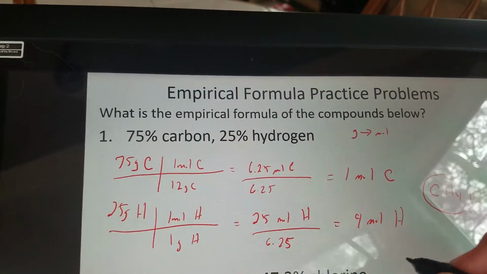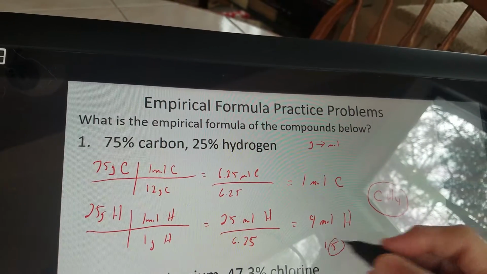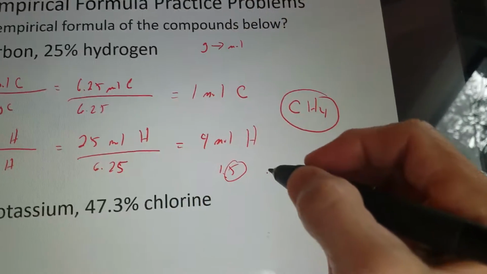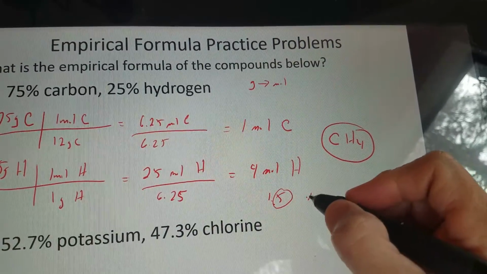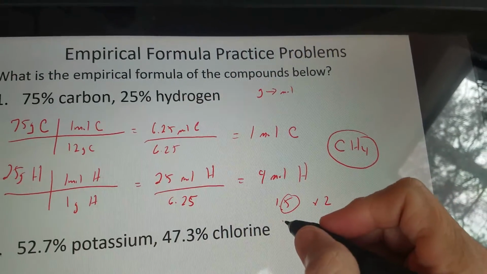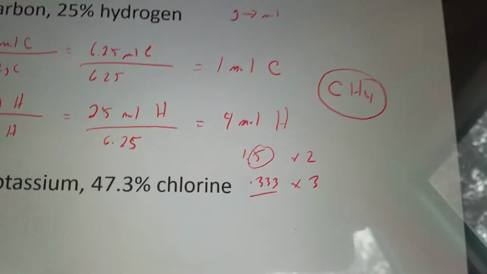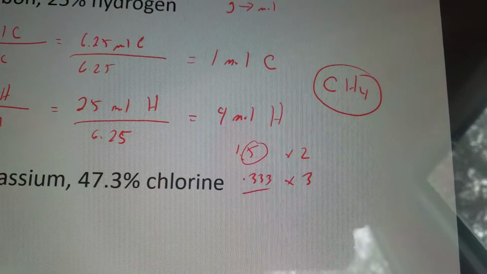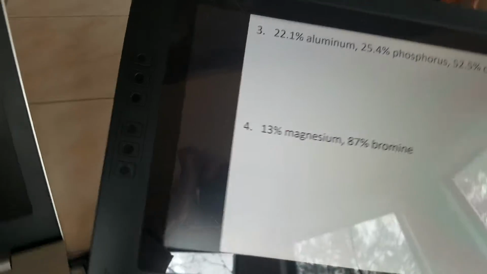Now, should you get to this point and you get something like a 0.5, you can't really round that up. So anytime you get a 0.5 as your second value here, after you've divided by the smallest, you're going to multiply all the mole values by 2 to ensure that you get a whole number. If you got a 0.33 type situation, you'd multiply all by 3. Those are really going to be the only cases where you'd have to do an extra step on this particular type of problem. So let's look at number 3.